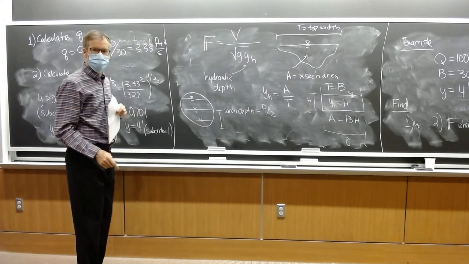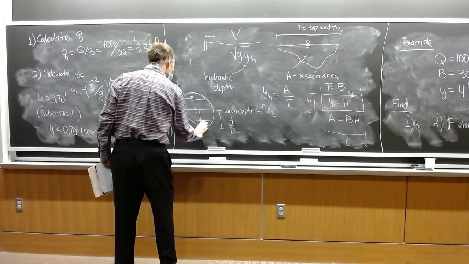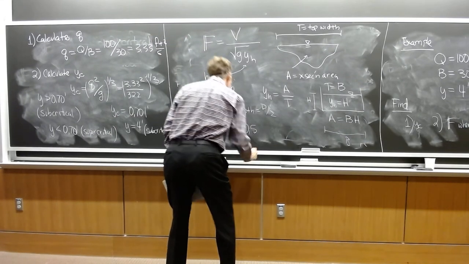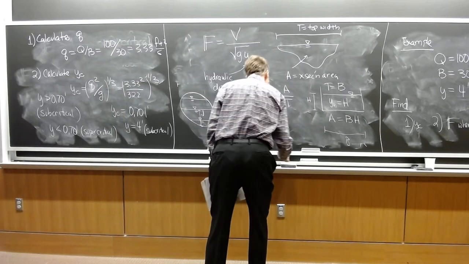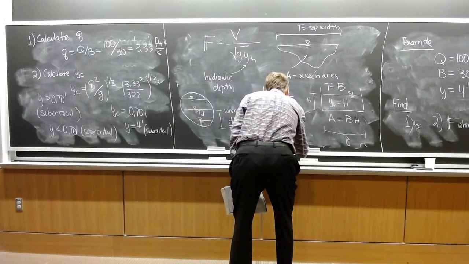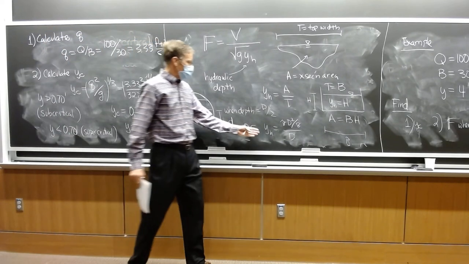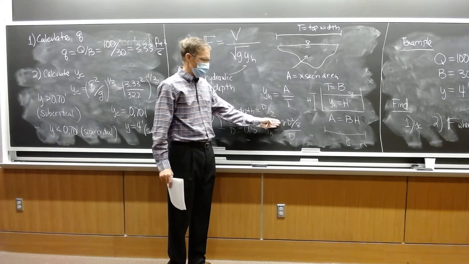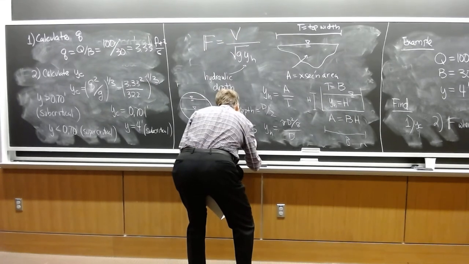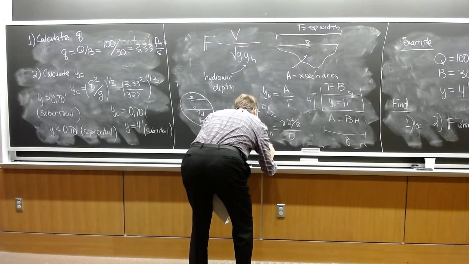Let's just do one that's half full, with this center line depth, D. If it's half full, then the area is half what it would be if it were full, and the top width will just be the diameter. So in that case, it's pi d over 8.